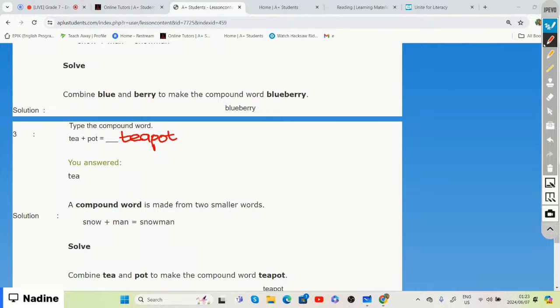So teapot, tea plus pot, and teapot is correct because it is made up of two words, which is tea as well as pot. But if we add those two words together, we join those two words, and then it becomes one word, which is teapot. All right, so tea plus pot is teapot, right? And we basically join those two words together, and then we got teapot. So well done. Teapot is correct.